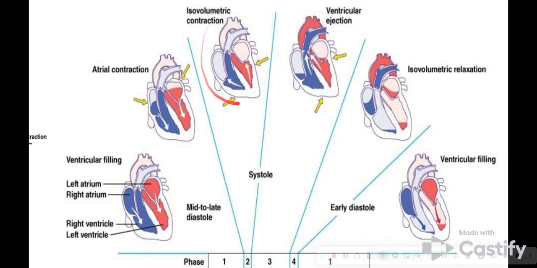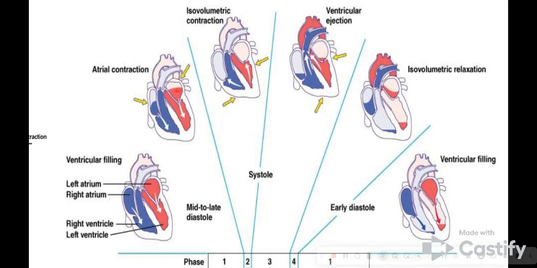We then enter isovolumetric contraction, and notice how the AV valves and semilunar valves are both closed compared to ventricular filling. Ventricular ejection, now the AV valves are still closed, but our semilunar valves are opening, as we are ejecting the blood into either the pulmonary circuit or the systemic circuit. And then finally, for isovolumetric relaxation, we have our semilunar valves closed and our AV valves closed, and our ventricles are then relaxing. And we have our minimum amount of volume in our left ventricle.